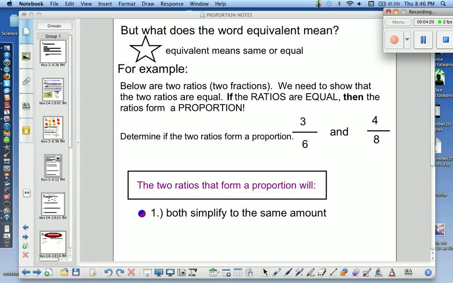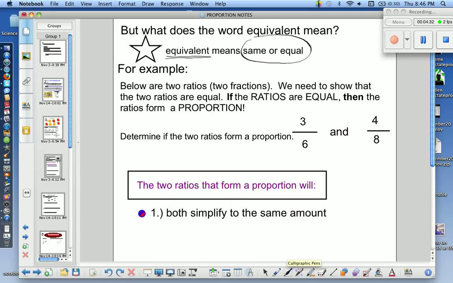We were talking about the word equivalent, but what does equivalent really mean? Equivalent means same or equal. I know you guys have heard that word, same or equal. So we've got an example. If we've got 2 ratios, and 2 ratios just mean fractions, here's a ratio, and we also have a ratio right here. Our 2 fractions, we need to show that they are equal, or that they're equivalent. If they're equal, then the ratios will form a proportion.